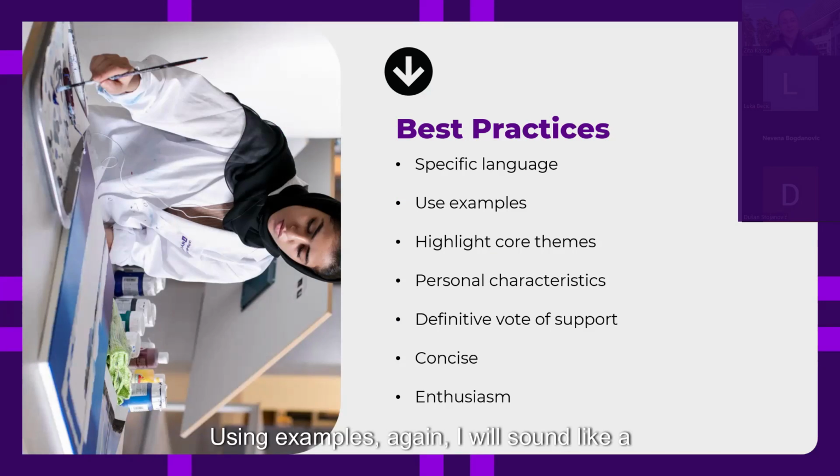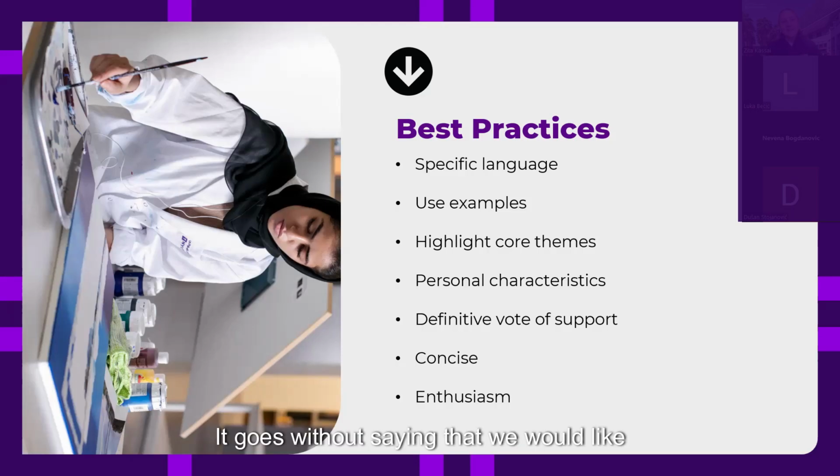Using examples, again, I will sound like a broken record, but examples can really not hurt any letter of recommendation. Highlighting core themes. So just like with the personal statement, it might be a good idea to actually identify a few key characteristics or personal stories or qualities that you would like to highlight. So maybe this would be something that you can sit down and discuss together with your counselor or teacher, like two or three key core themes that you can identify and would like to see in the letter of recommendation.